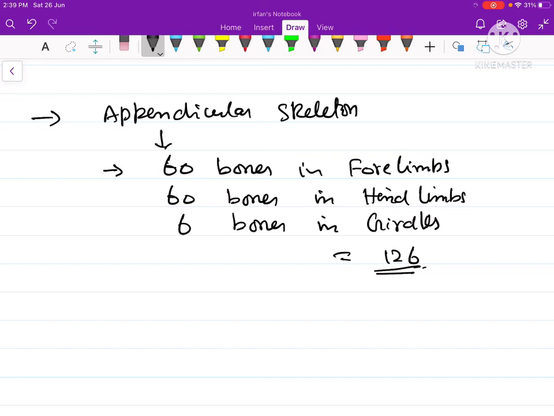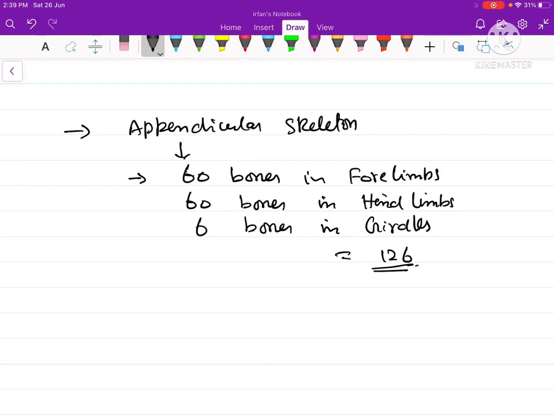So with this we have completed the human skeletal system. In the next video we will talk about the joints.